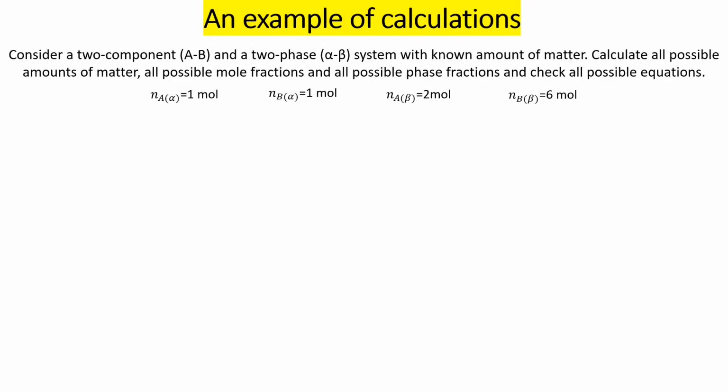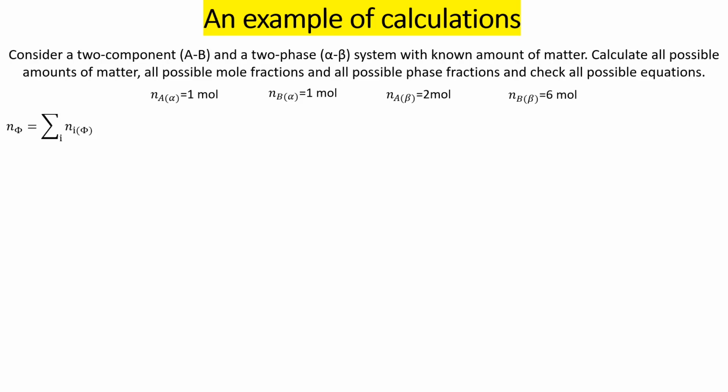Okay, so we have so many different values in this lecture. Let me show you how to calculate them in one example. For that, I give these 4 initial values. Let me calculate the case when the amount of component A in phase alpha is 1 mole, component B in phase alpha is also 1 mole, component A in phase beta is 2 moles, and component B in phase beta is 6 moles.